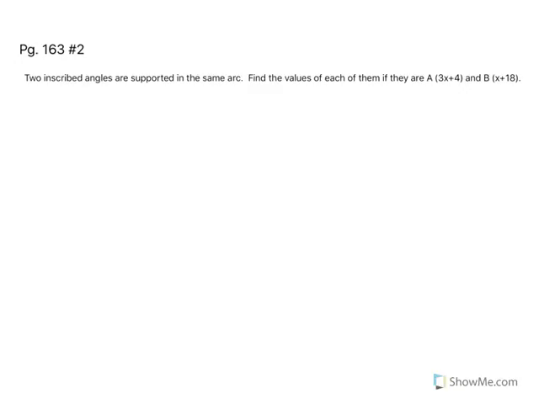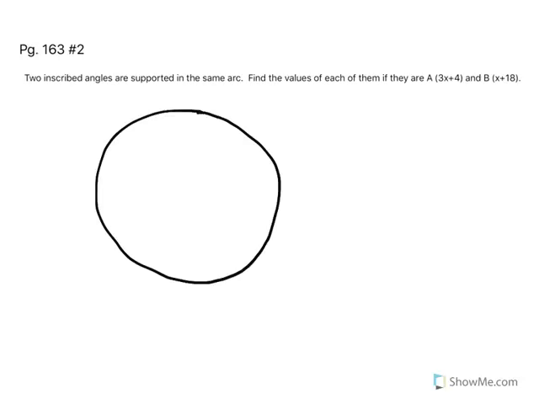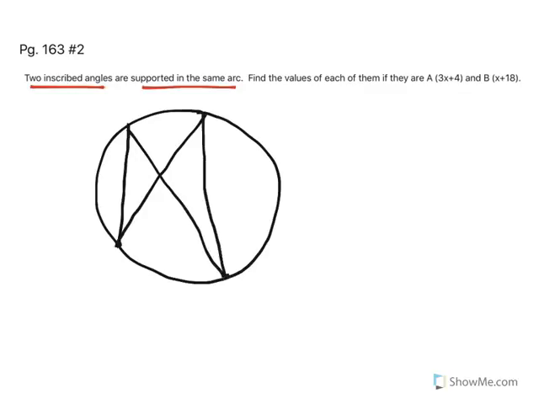And number 2 on page 163, it says two inscribed angles are supported in the same arc. So remember, for this type of problem, two inscribed angles supported in the same arc, we're going to draw one inscribed angle here, one inscribed angle over here, and we end up with that picture that looks like two strange triangles, okay? Let's label them A and B. Find the values of each, A and B, if A is 3x plus 4, and B is x plus 18.